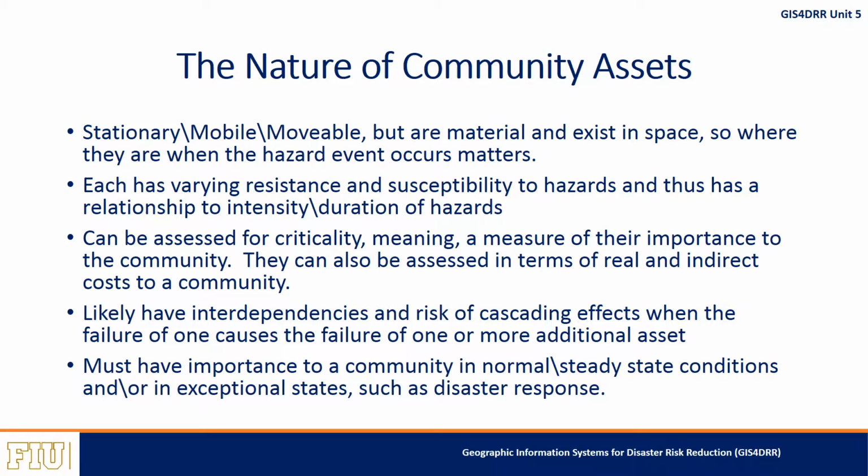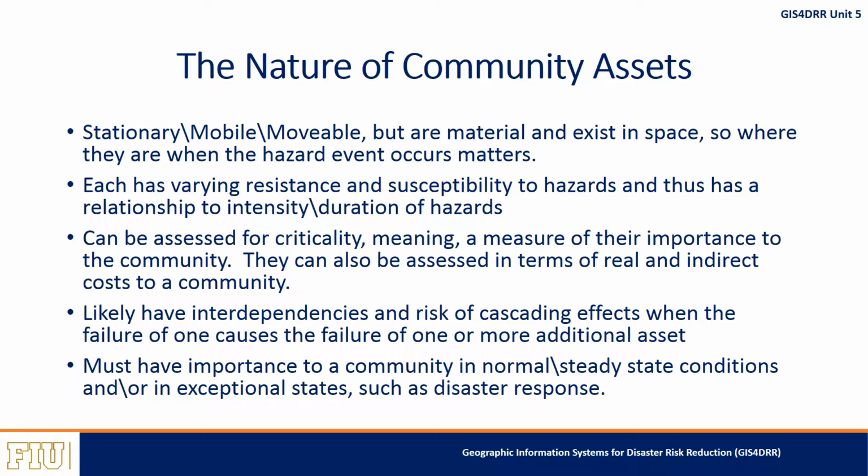Community assets can be thought of as either stationary, mobile, or movable, but they are material and they do exist in space and they have a location at all times. Where they are when the hazard occurs is what matters most. Each has varying resistance and susceptibility to hazards. Thus, the relationship to intensity and duration of hazards is important. They can be assessed for criticality. They can be prioritized, meaning a measure of their importance to the community. They can also be assessed in terms of real and indirect costs to a community if they're damaged or destroyed.